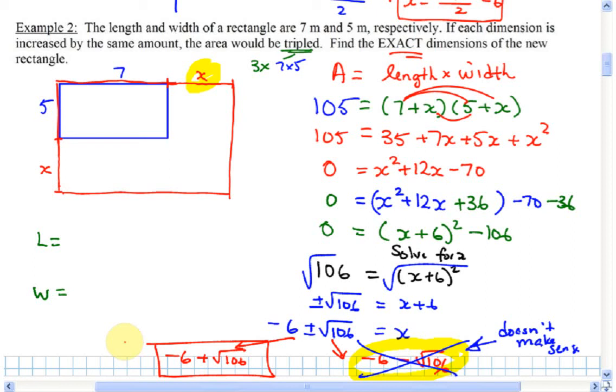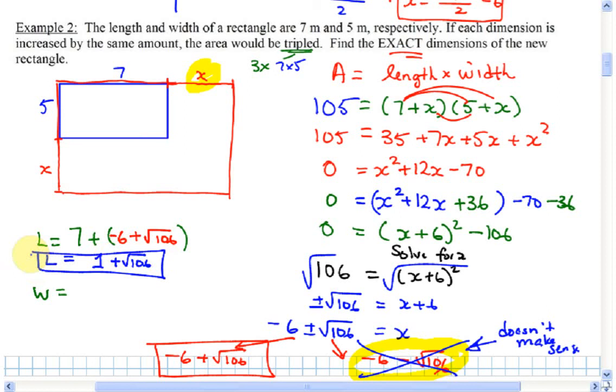So now how do you go back and solve for the length and the width? Well, the length was equal to the expression 7 plus x. Well, x now is my expression negative 6 plus root 106. Can someone help me simplify that? 7 plus negative 6 plus root 106. What's 7 plus negative 6? That's just 1. So your length is 1 plus root 106.